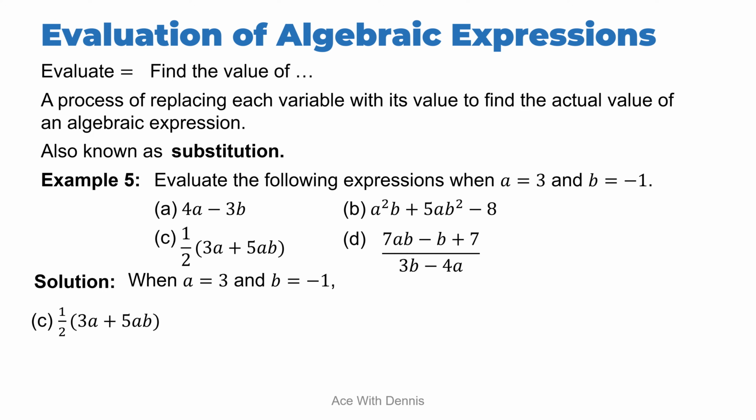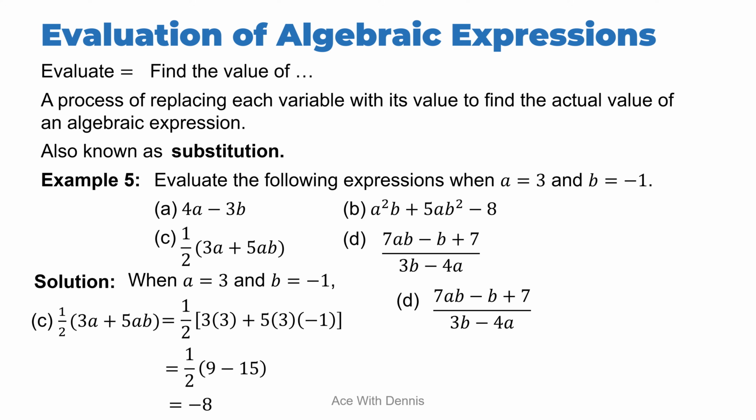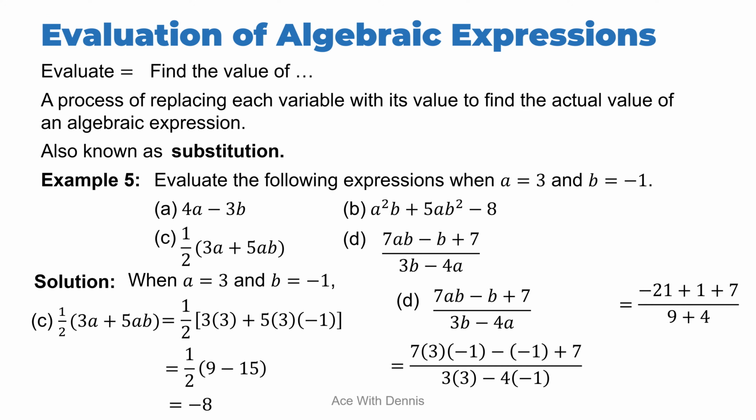For C, half times 3a plus 5ab is half times 3 times 3 plus 5 times 3 times -1, which we get half times 9 minus 15, and the value is -8. For D, 7ab minus b plus 7 over 3b minus 4a equals 7 times 3 times -1 minus -1 plus 7 over 3 times 3 minus 4 times -1. So we calculate the values, we get -21 plus 1 plus 7 over 9 plus 4, which is -13 over 13, or -1.